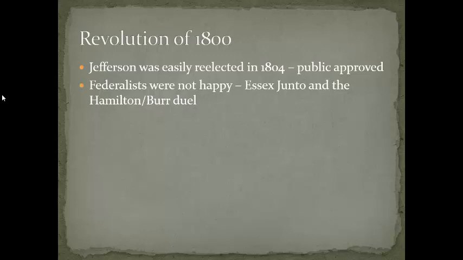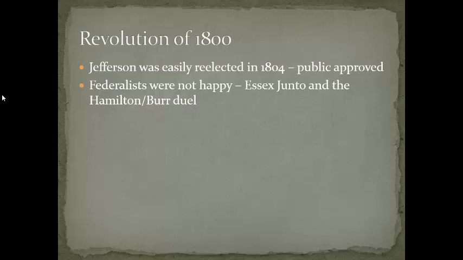Now, duels were very popular at this time. Technically, they were illegal, but they're commonly used to settle disagreements between, quote-unquote, gentlemen. Hamilton accepts this challenge, and as a result of this, on the day of the duel, from eyewitness accounts, Hamilton shot first, missed Burr. Burr took his time, aimed, shot, and killed Alexander Hamilton.